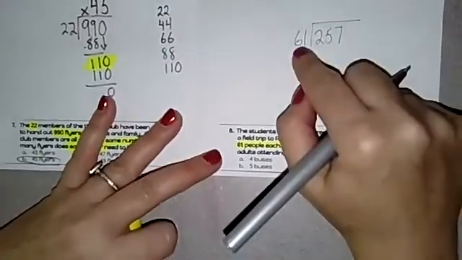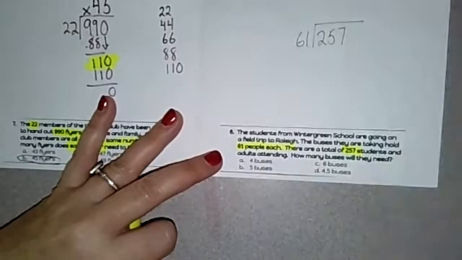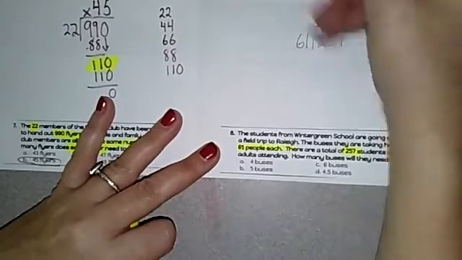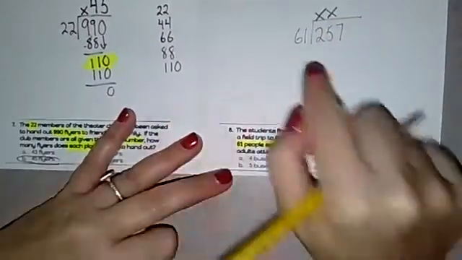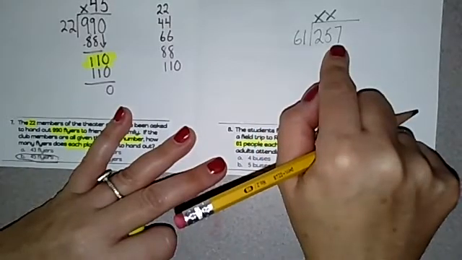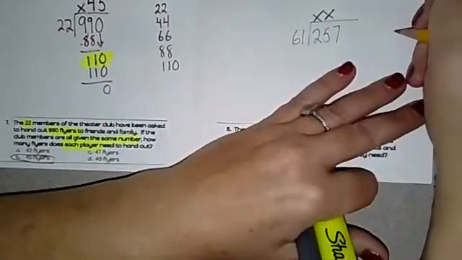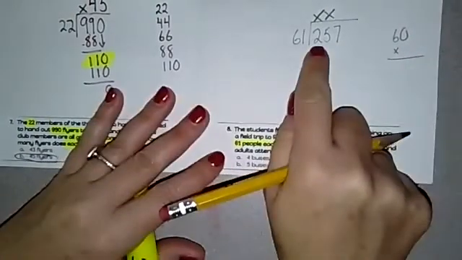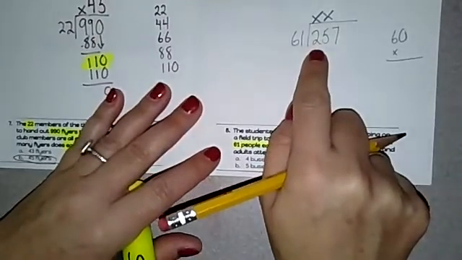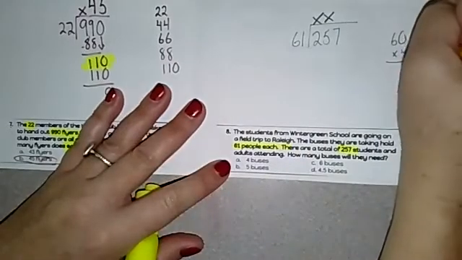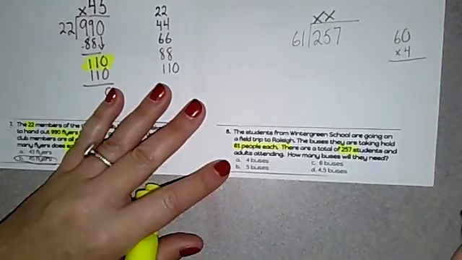Y'all ready? How many 61s are in 2? None. How many 61s are in 25? None. Now we have to ask ourselves how many 61s are in 257. What I think you should do is ask yourself, what number times 60 is going to give you something close to 250? If we did 60 times 4, what did that get us close to? That'd give us 240. Do y'all want to try that?